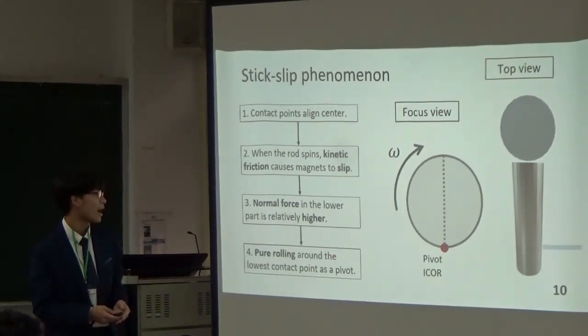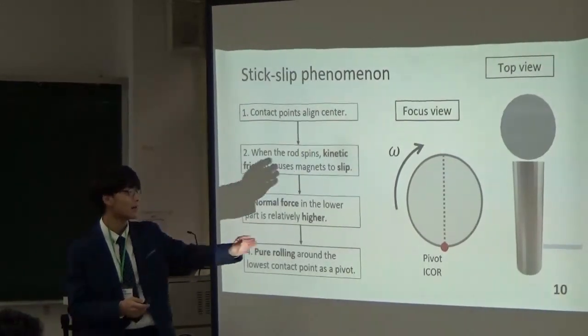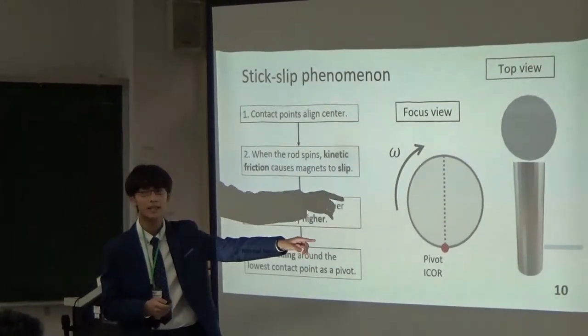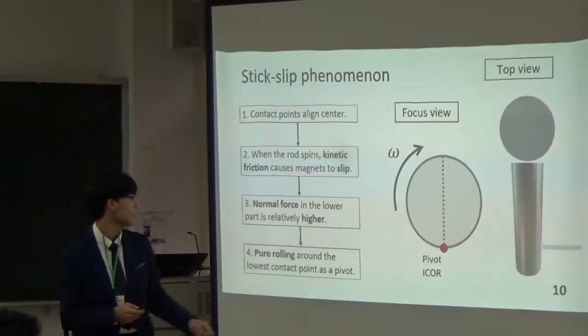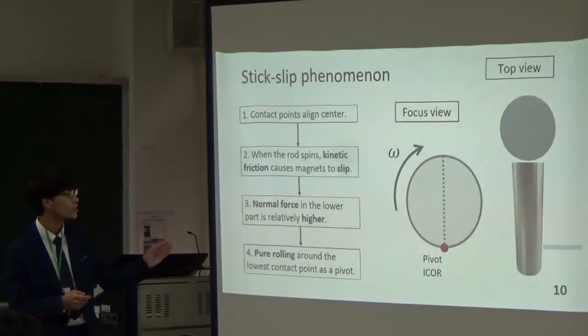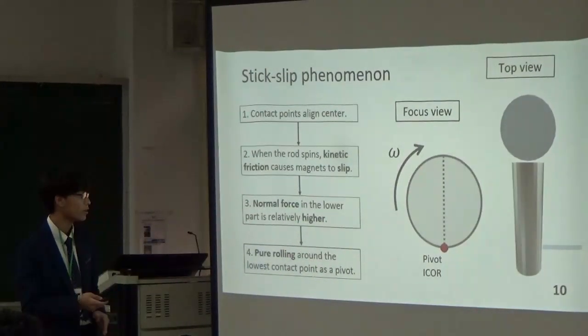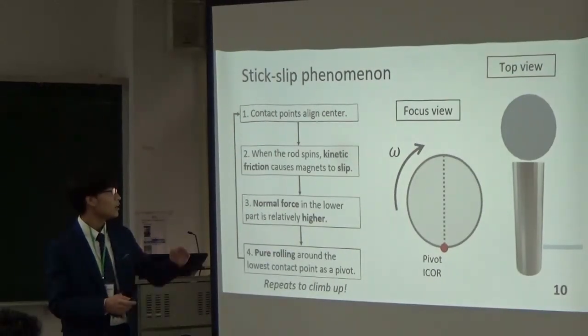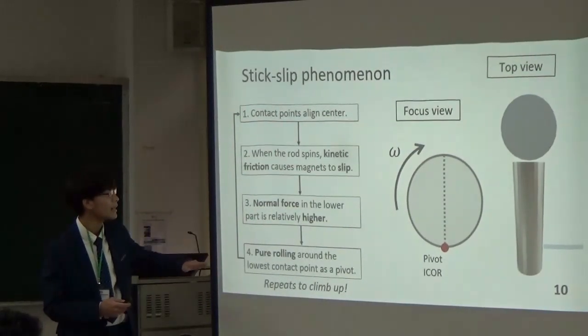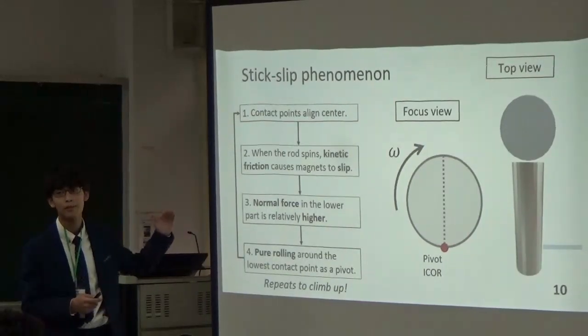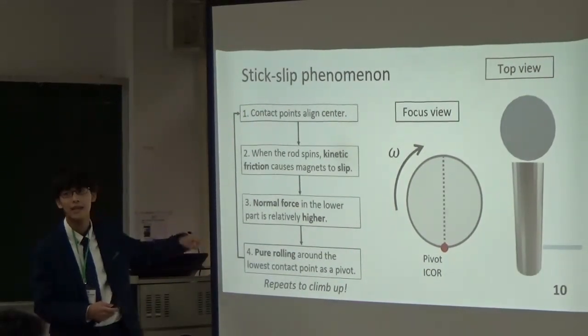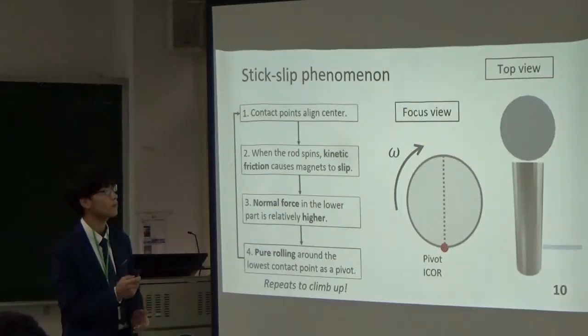Then, pure rolling happens. Pure rolling happens at the pivot point, which is the instantaneous center of rotation, and it will happen at the lowest contact point as a pivot. With all that being said, these 4 motions repeatedly happen to ensure a steady speed for the magnets to climb up. So it will happen again and again for it to climb up.